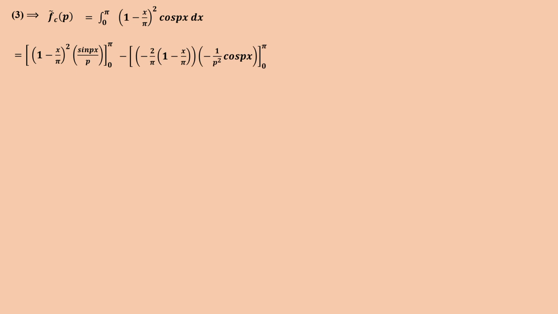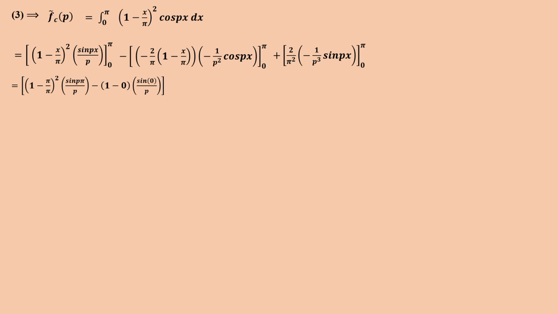So 3 implies fc bar of p, which is the integral from 0 to π of (1 - x/π)² cos px dx, equals, by Bernoulli: u is (1 - x/π)², v is sin px / p, lower limit 0, upper limit π; minus u', which is -2/π into (1 - x/π), and v1, which is -1/p² cos px, lower limit 0, upper limit π; then plus u'', which is 2/π², into v2, which is -1/p³ sin px, lower limit 0, upper limit π. Applying the upper and lower limits for each term.